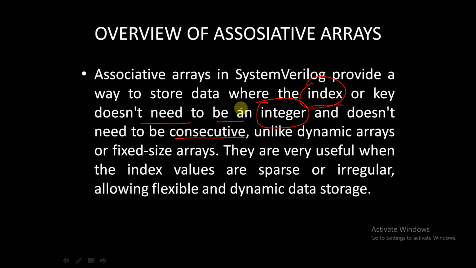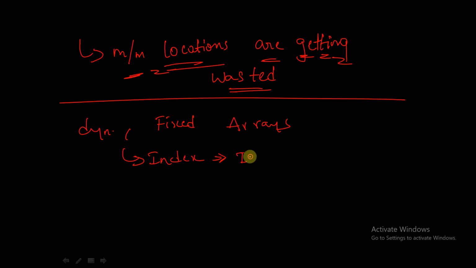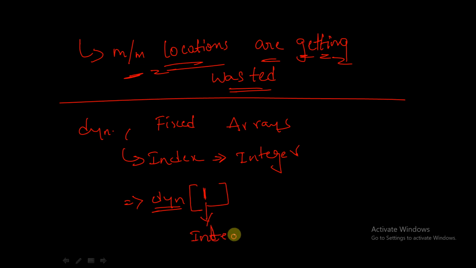Okay, so these are the two important points. In case of dynamic arrays or fixed arrays, what should be the index value? It should be only an integer, right? Let's say we have declared a dynamic array named dyn. If we want to access or insert any element, we will do that with the help of the index. So the index value should be an integer only.